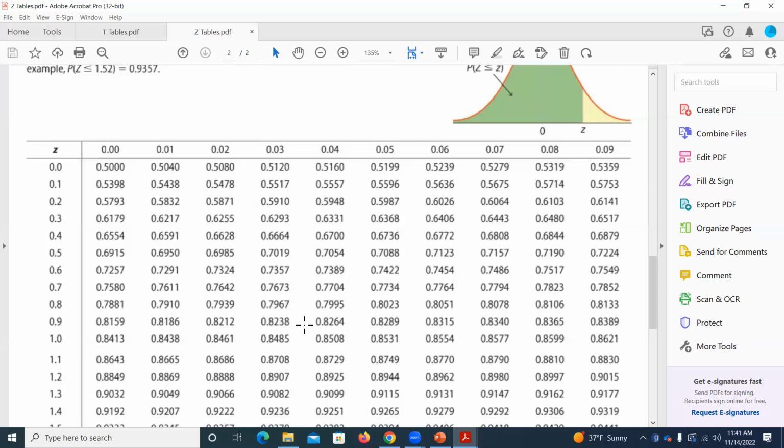0.83 is not the area to the right. It's actually the area to the left of that Z value. So to find the area I wanted, that area in the right tail, I should have been subtracting that from 1 and then multiplying it by 2.